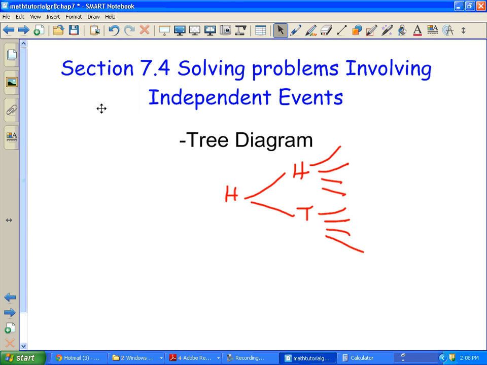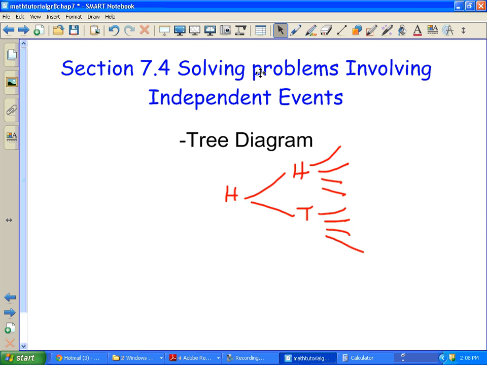Section 7.4, solving problems involving independent events. That means the fact that one thing happened doesn't affect the chance of something else happening. For example, if you flip a coin and get a head or a tail, you can flip another coin and you still have just as good a chance of getting a head or a tail the next time. Or if you take a ball from a bag and then put it back in, you have exactly the same chance that you will pick that ball out again.